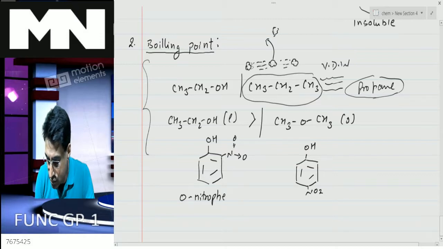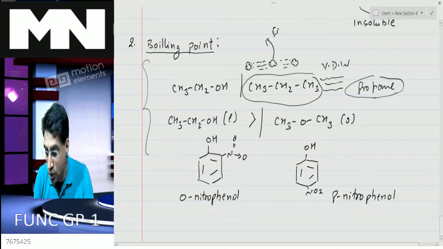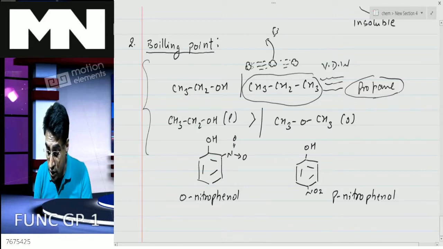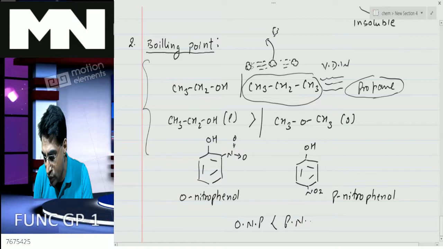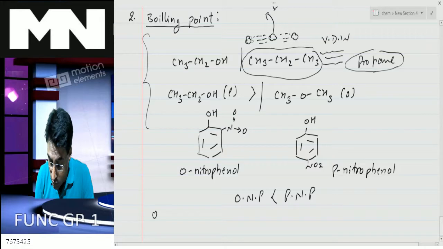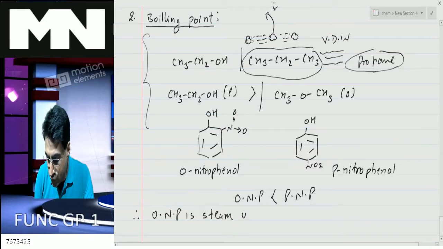So the first one is ortho-nitrophenol, and the second one is para-nitrophenol. Both these compounds have the same molecular mass, so they have the same van der Waals forces. So they should have the same boiling point. But the boiling point of ortho-nitrophenol is lesser than that of para-nitrophenol. And since its boiling point is less, therefore ortho-nitrophenol is steam volatile.